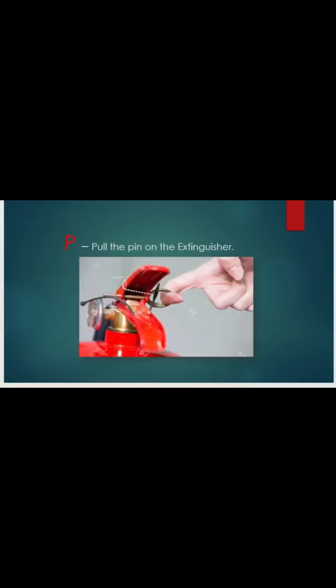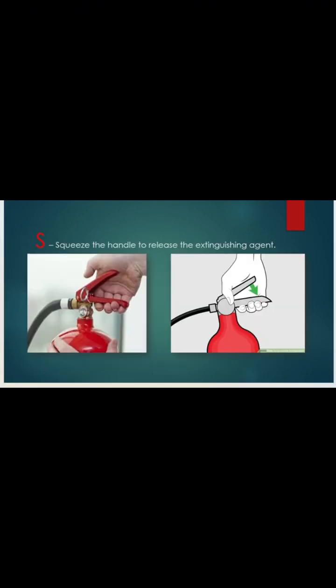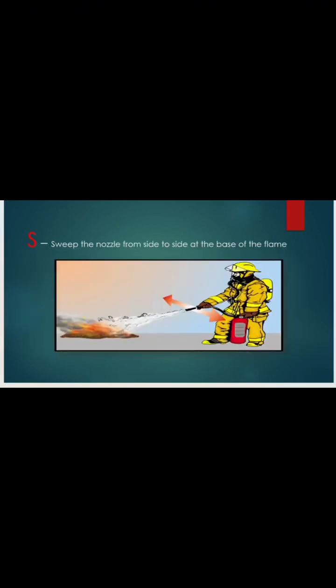So here you can see P. P means pull the pin on the extinguisher. Then aim the nozzle towards the base of the fire. This means squeeze the handle to release the extinguishing agent, and this means sweep the nozzle from side to side at the base of the flame.